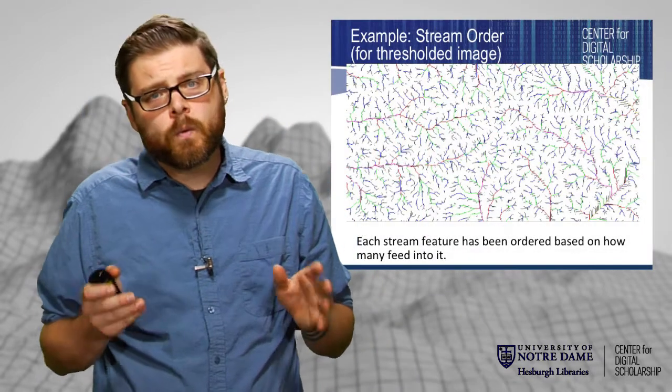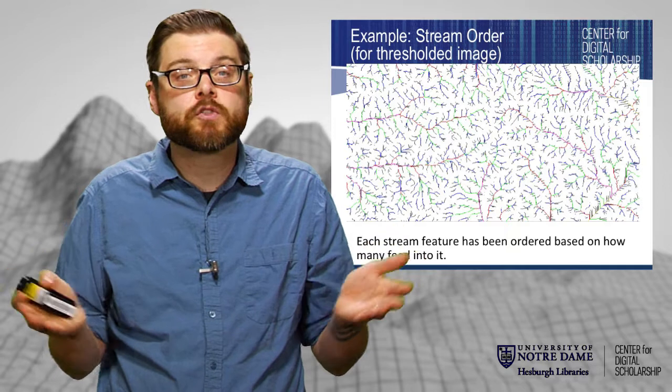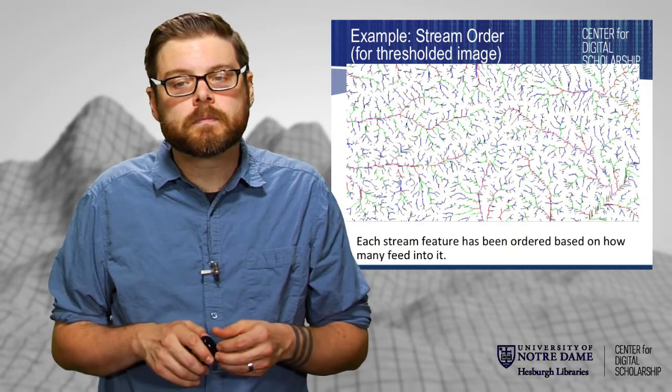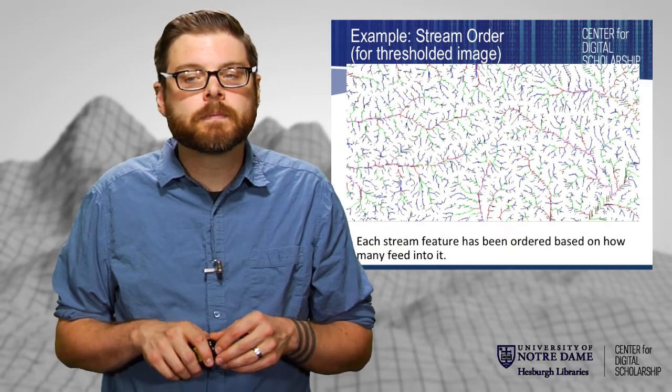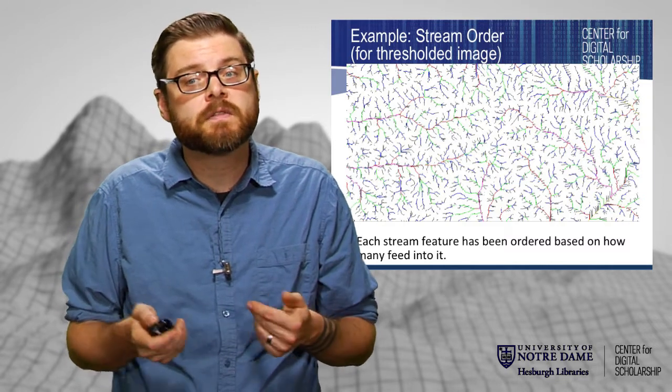But basically, no matter which one you're using, each stream feature is ranked by how many other streams contribute to it. So if I have my stream raster, I can do this order, and now they're coded based on how many others feed into it.